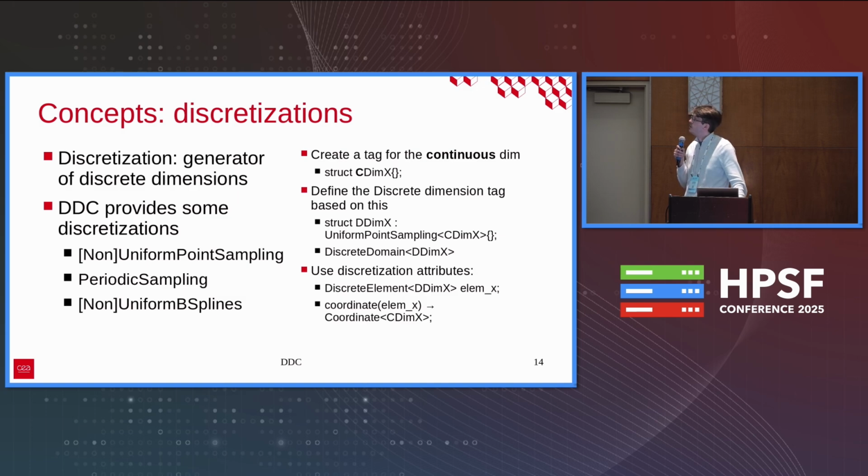So for example, in the case of the uniform point sampling, this will define a function called coordinates that will get the physical location of the point, like a double, giving the position associated to the discrete element on DDimX, if DDimX is a uniform point sampling.